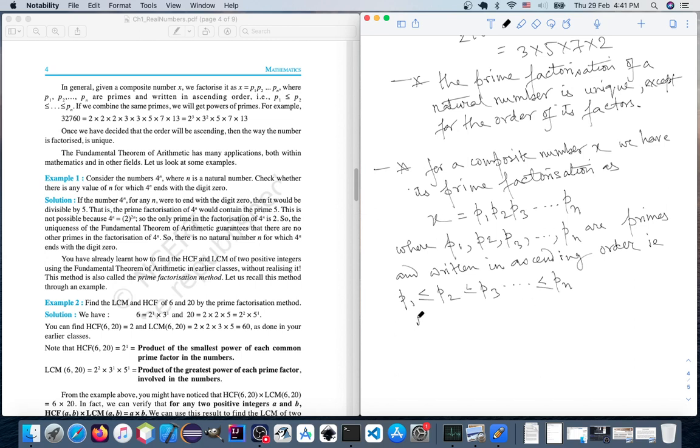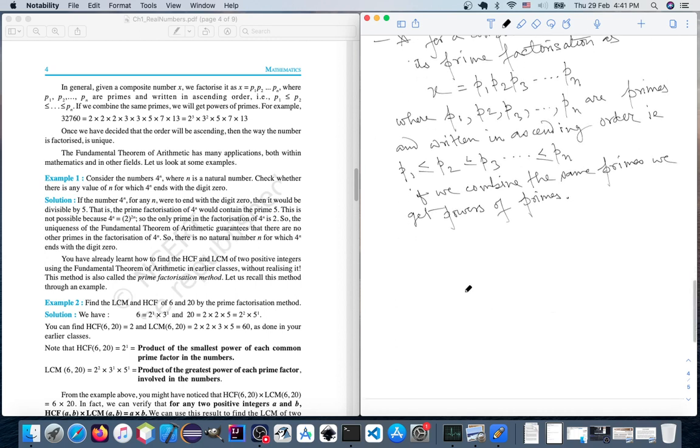So it says that if we combine the same primes, we get powers of primes.